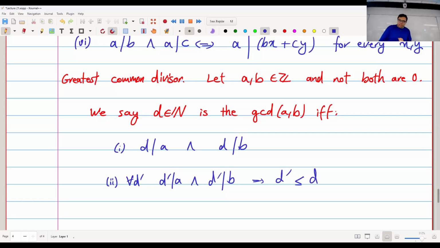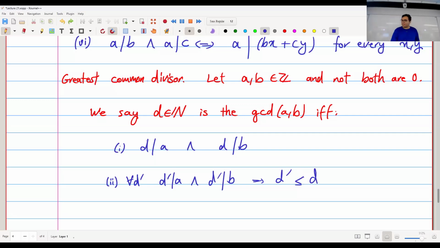Okay, but I'm going to change this definition a little bit, and this is going to look weird to you, but I'm going to say this. If there is any other number D prime that is a divisor of both A and B, then D prime should not only be less than or equal to D, it should be a divisor of D. Okay. Now we will see very soon that this is actually the same definition. It doesn't matter if you say it should be a divisor or it should be less than or equal, but I want to go with this definition.